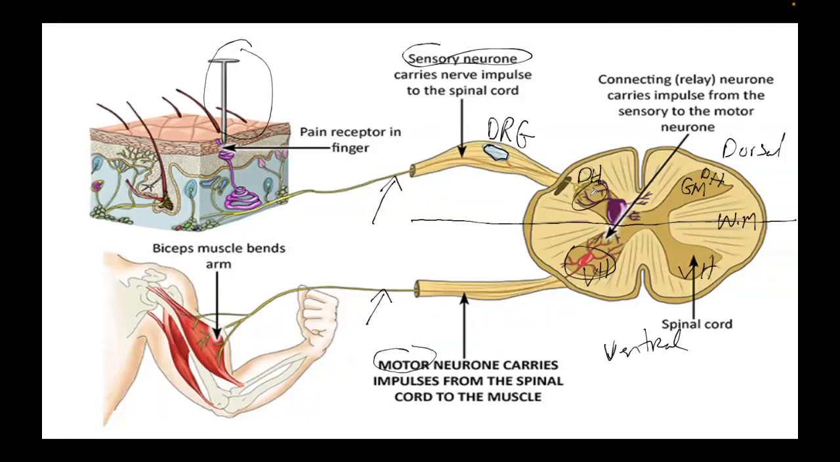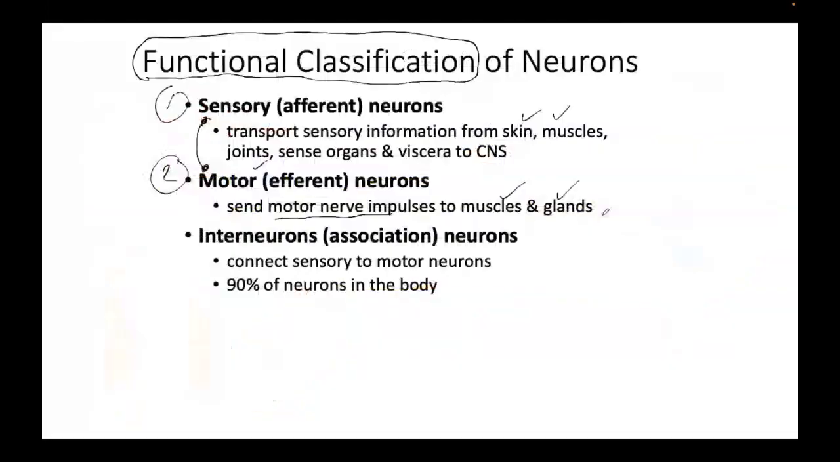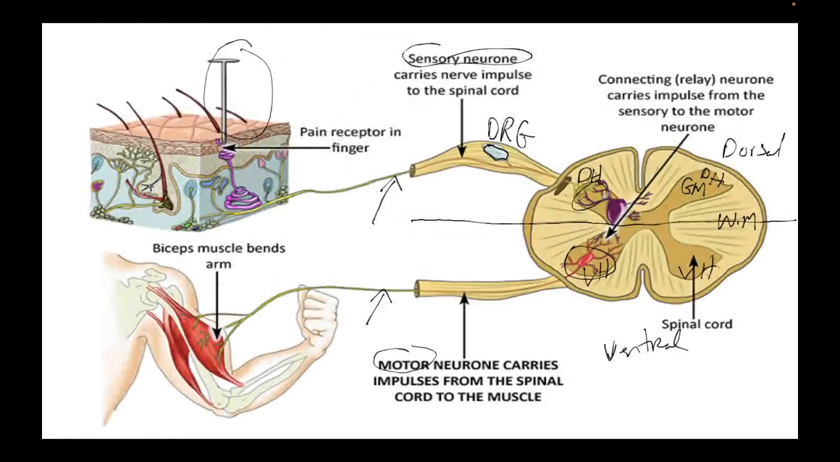So sensory information comes in through that dorsal root into the dorsal root ganglia into the dorsal horn. And it's going to relay that sensory information into this interneuron or association neuron, right? So functionally, there's a sensory neuron, a motor neuron, and an interneuron, which is between the two. 90% of the neurons in the body are association neurons or interneurons.